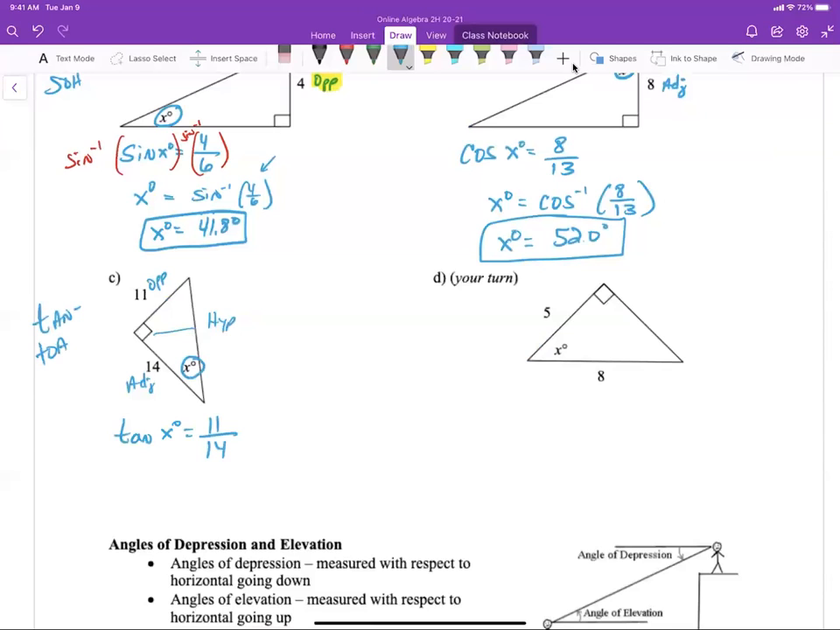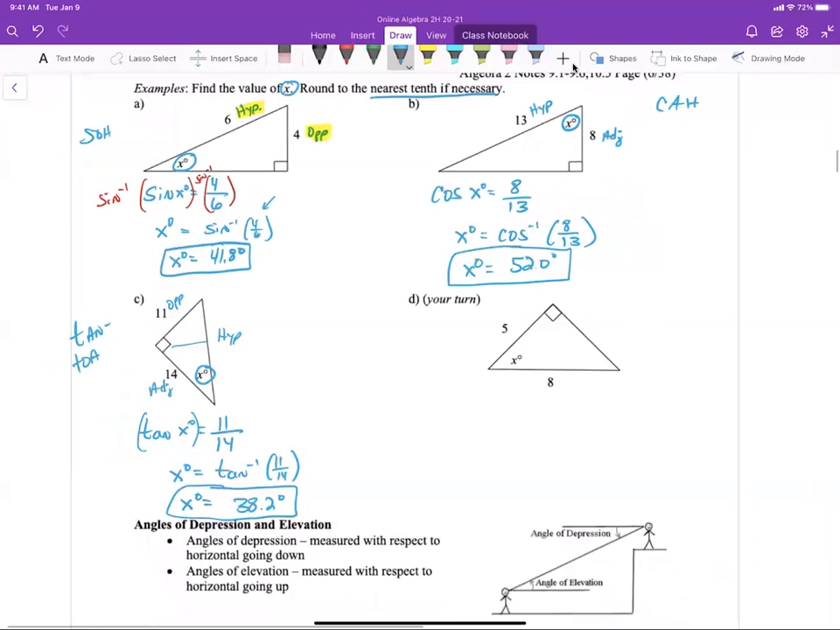11/14. I've got to undo that tangent so I can find that degrees, and I will take the inverse tangent of both sides, and I will get the inverse tangent of 11/14, and that will equal my angle. So if you plug that in, you will get 38.2 degrees. Okay, why don't you try one yourself?